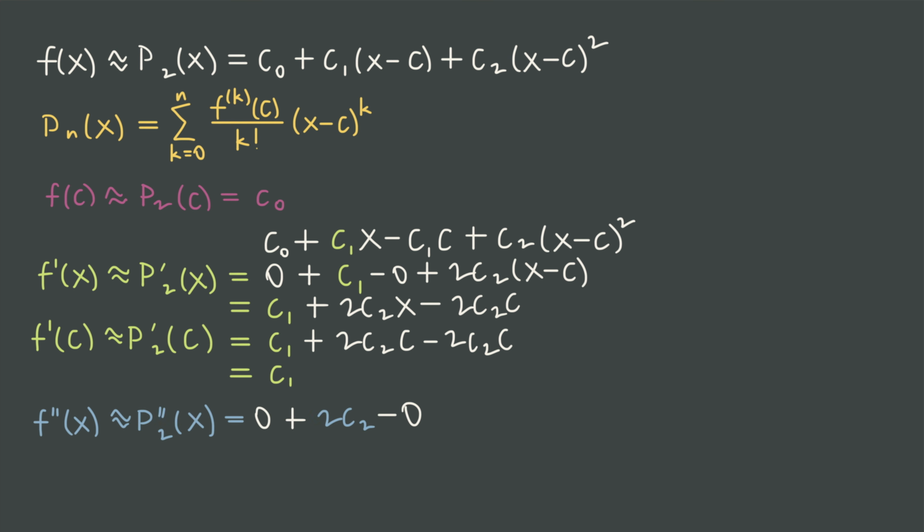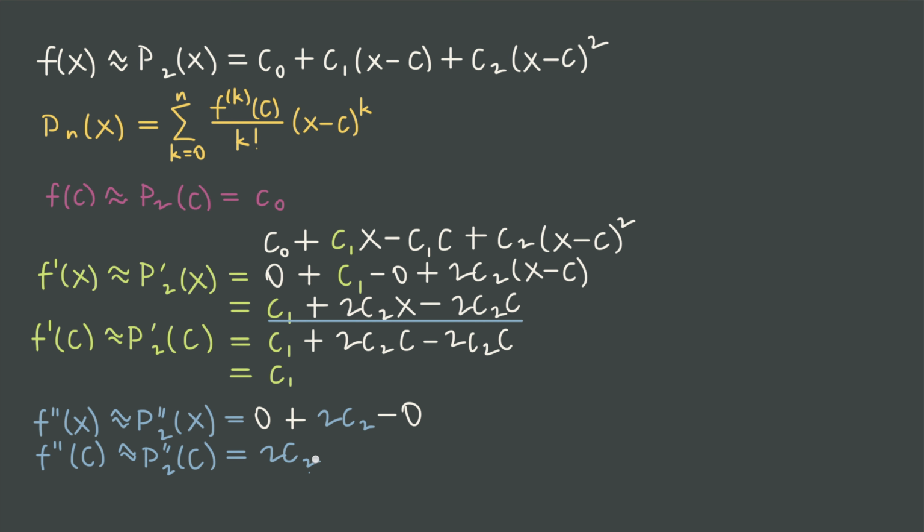Now let's do this one more time looking at the second derivatives. Remember, after taking the first derivative here, we got to this as the first derivative. So if we differentiate that to get the second derivative, the derivative of the constant c1 is 0. The derivative of 2c2x is just 2c2. And the derivative of the constant 2c2c is 0. So our second derivative is just 2c2. And if we plug in x equals c, well, there's no x value on the right-hand side here, so there's nowhere to plug in. And the second derivative at c is simply 2c2.